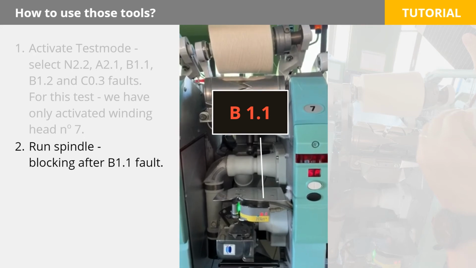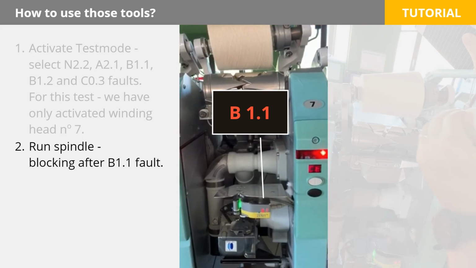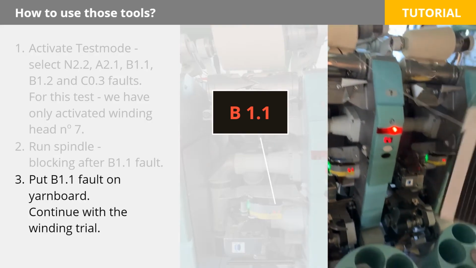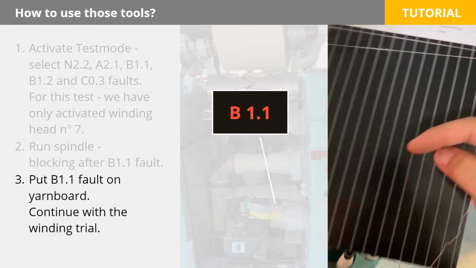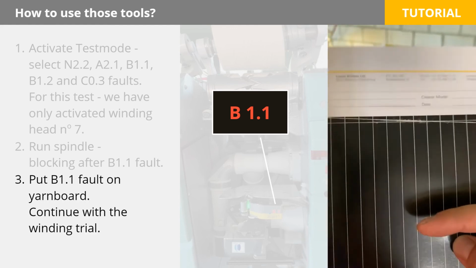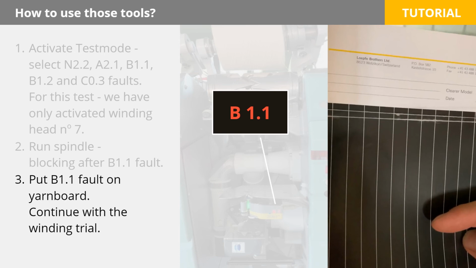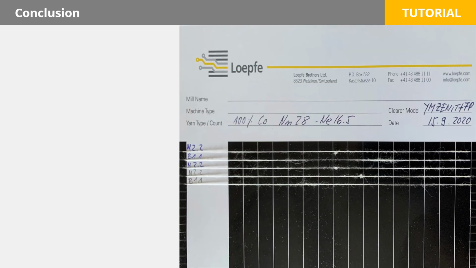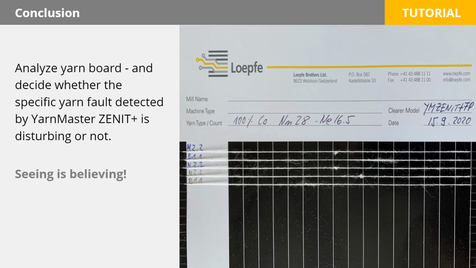The spindle is blocking after B1 fault. Put B1.1 fault on yarn board and continue with the winding trial. Conclusion: analyze the yarn board, and decide whether the specific yarn fault detected by YarnMaster's Unit Plus is disturbing or not. Seeing is believing.